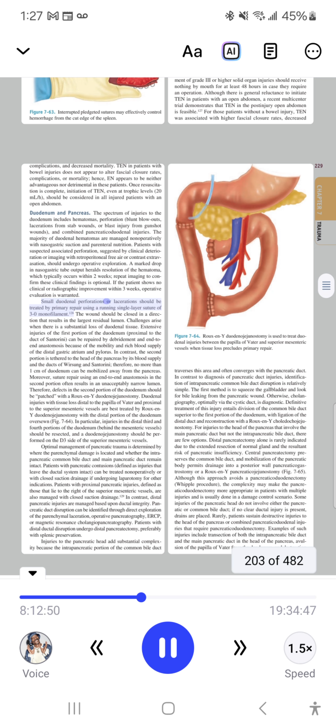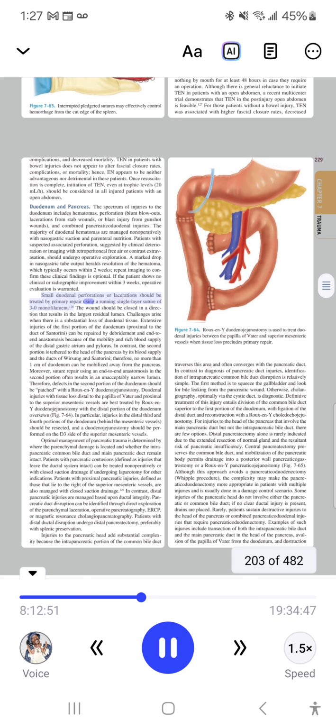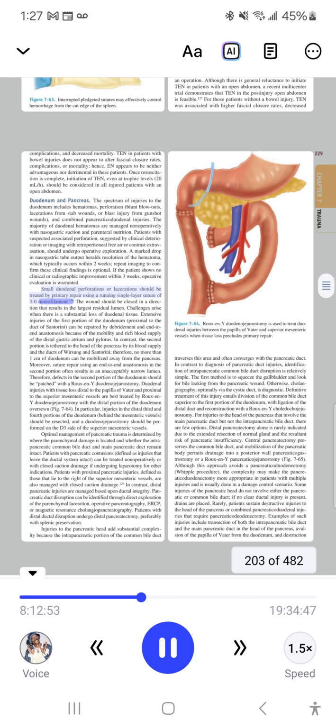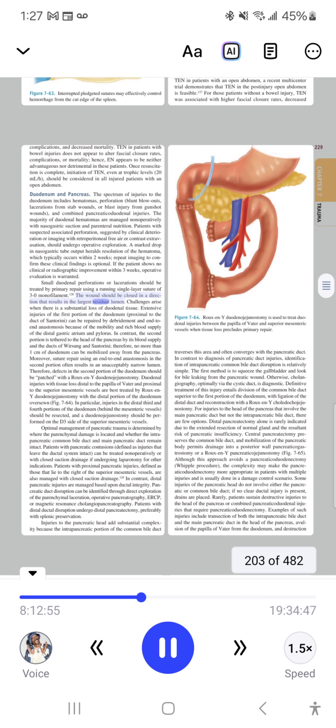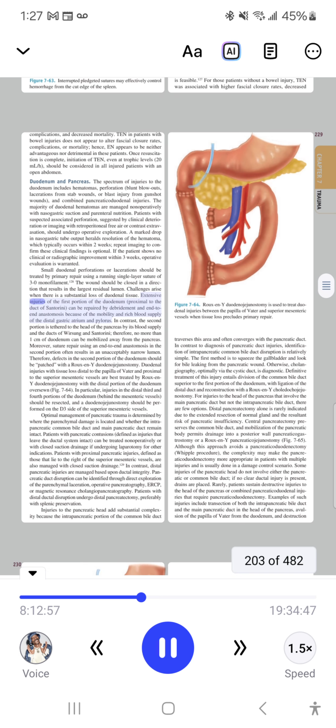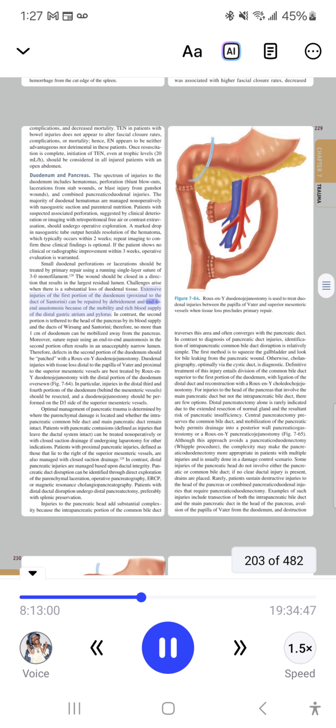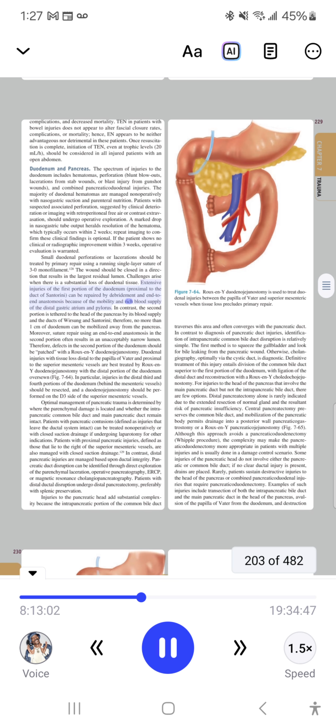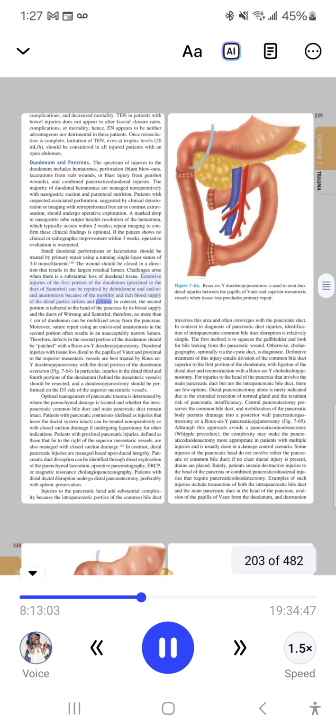Small duodenal perforations or lacerations should be treated by primary repair using a running single-layer suture of 3-0 monofilament. The wound should be closed in a direction that results in the largest residual lumen. Challenges arise when there is a substantial loss of duodenal tissue. Extensive injuries of the first portion of the duodenum proximal to the duct of Santorini can be repaired by debridement and end-to-end anastomosis because of the mobility and rich blood supply of the distal gastric antrum and pylorus.